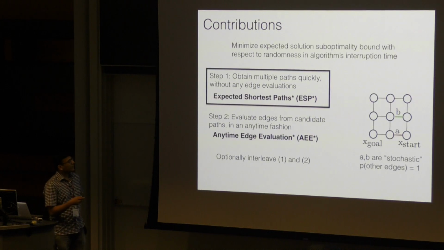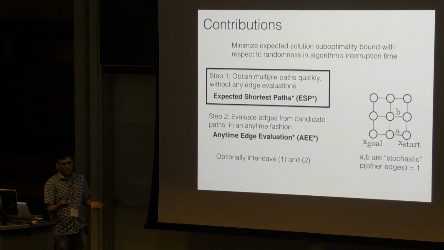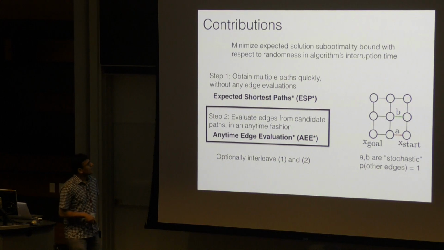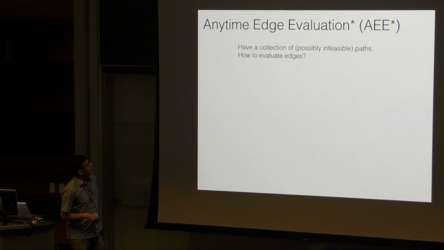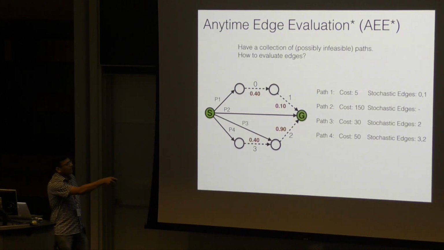All right, so that's the first part where we computed a set of paths without doing any collision checking. So we still don't know if those edges A and B exist. And what we want to do next is, given these set of paths, go about evaluating the different edges, right? And so let's say we have 4 different paths in the graph, P1, P2, P3, and P4, and they have costs 5, 150, 30, and 50, right?